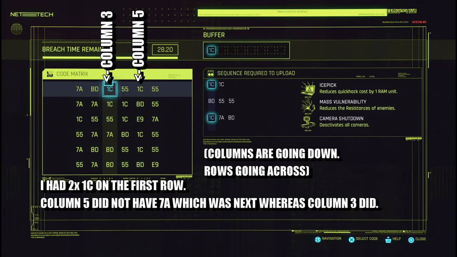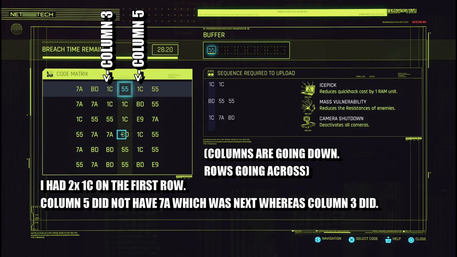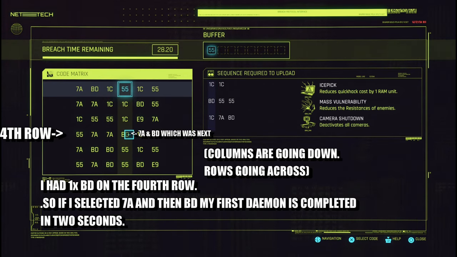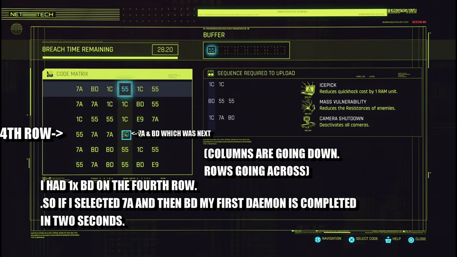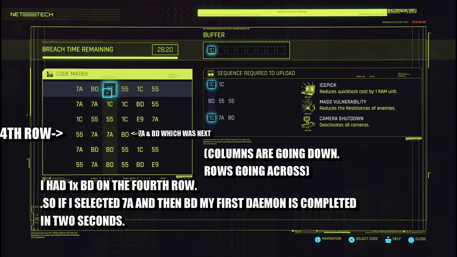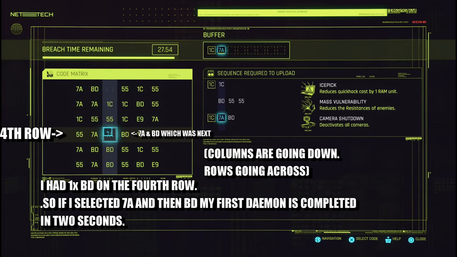And if I go down that, there's only a 7A. So, okay, if I go to the fifth column, which was 1C, there's no 7A, so that's going to fail straight away. So my first one was going to be the third column. That was correct. Then I had to find 7A, and once I selected 7A, I would need to find a BD. Luckily, there was only one BD on that particular code.